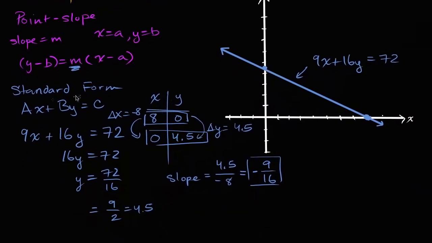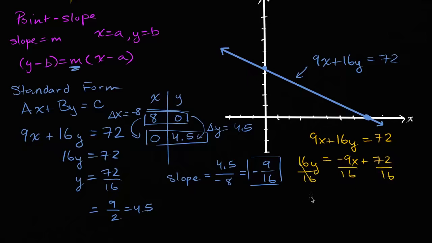But standard form by itself is great for figuring out both the x and y intercepts, and it's frankly not that hard to convert it to slope-intercept form. Let's do that, just to make it clear. So if we start with 9x plus 16y is equal to 72, and we want to put it in slope-intercept form, we can subtract 9x from both sides. You get 16y is equal to negative 9x plus 72. And then divide both sides by 16. So divide everything by 16.